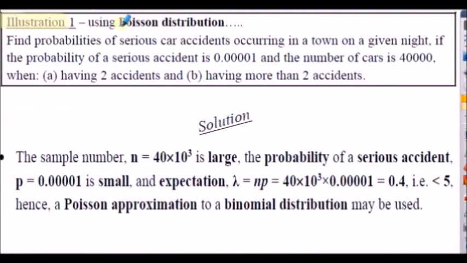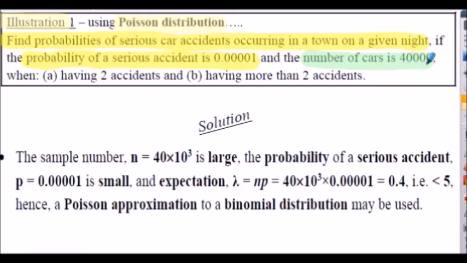Illustration 1, the Poisson distribution. So the question required us to find the probabilities of serious car accidents occurring in a town on a given night. If the probability of a serious car accident is 0.00001 and the number of cars in the town is 40,000. So part A having the probability of 2 accidents and part B the probability of having more than 2 accidents.